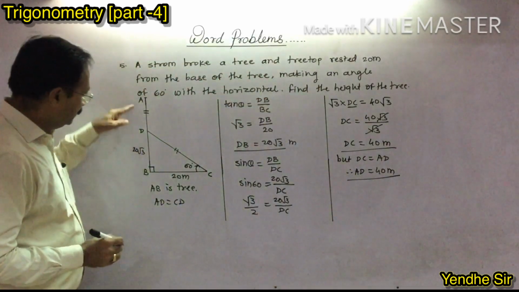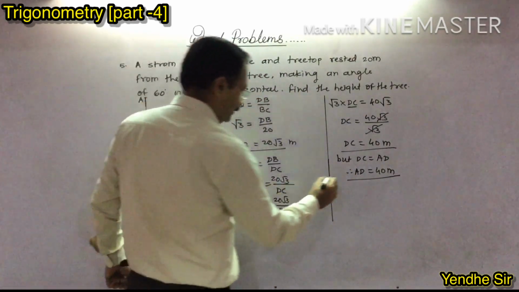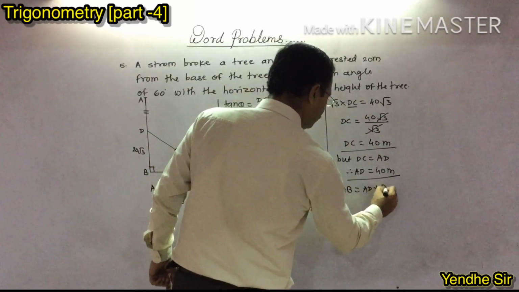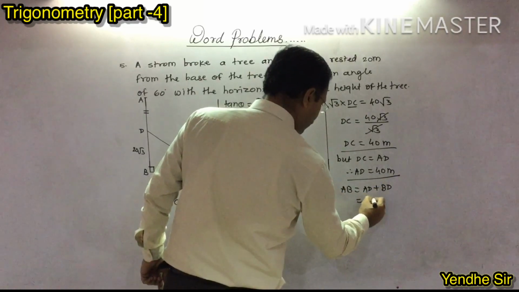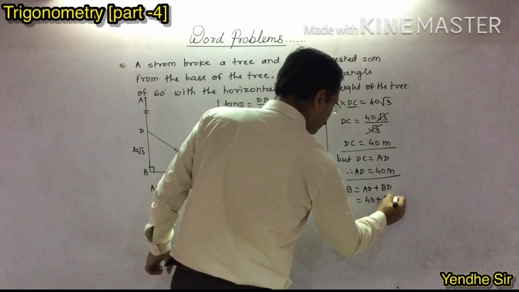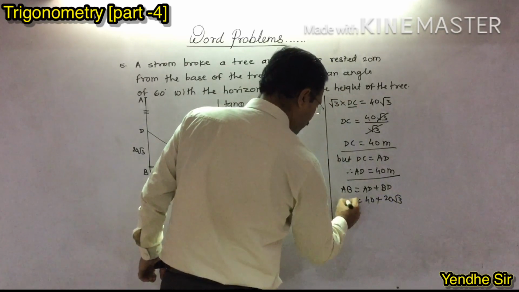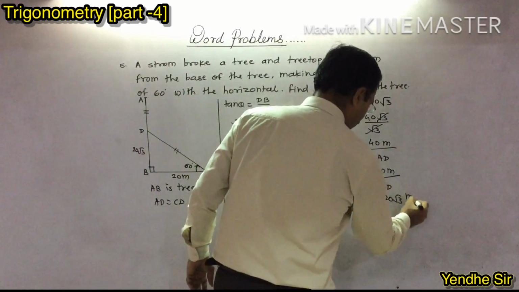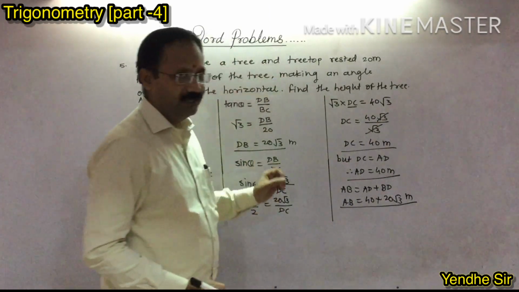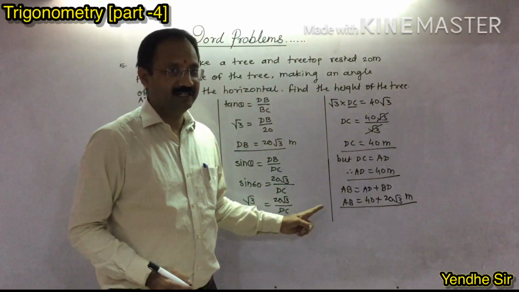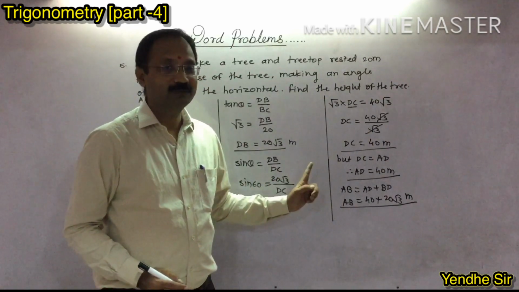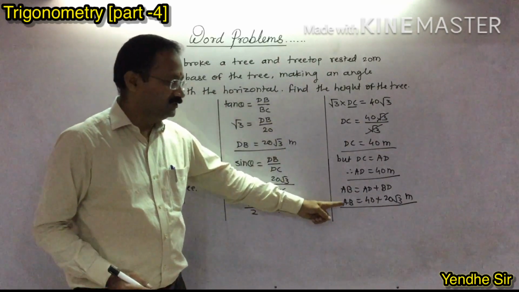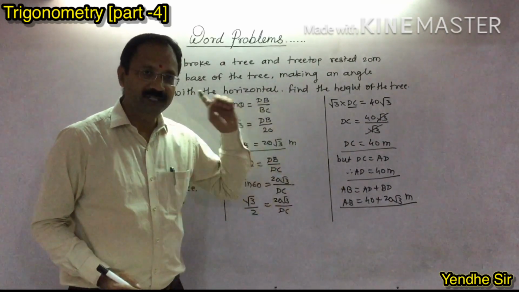And now what you have to find out? The height of the tree. So AB equals to AD plus BD. AD I got it 40 and BD 20 root 3. Can we add it? No, we cannot because it has root 3. So this is our answer. AB equals to 40 plus 20 root 3 meter. But is it correct answer? No. You will have to write your answer in full statement. Therefore, the height of the tree is 40 plus 20 root 3 meter.